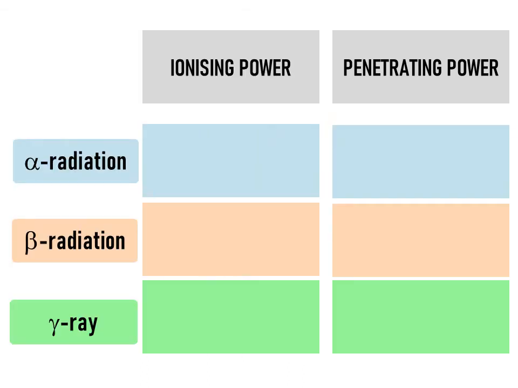As we have discussed before, an alpha particle has large mass and positive charge, and because of their large mass, they have the highest ionizing power. That same large size of alpha particles, however, makes them less able to penetrate matter, which means alpha particles have the least penetrating power.